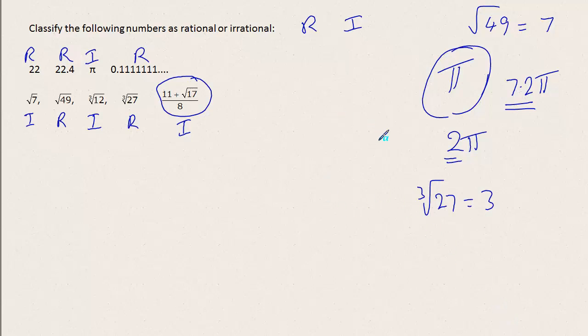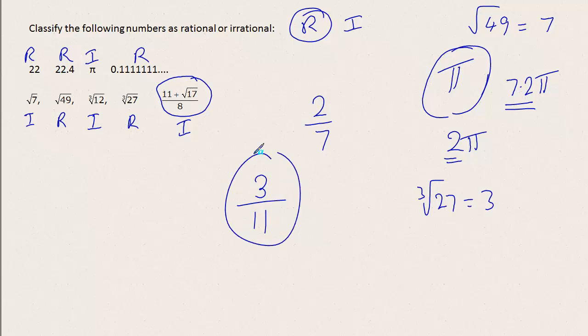There's only one more thing to discuss, and that is that we know that rational means that we can express the number as a fraction. So if you see a fraction, then that automatically is going to be a rational number.